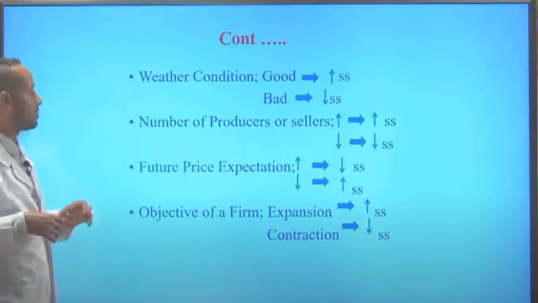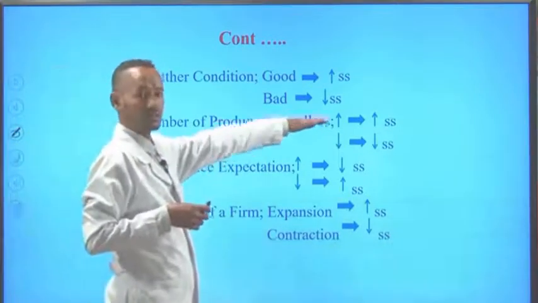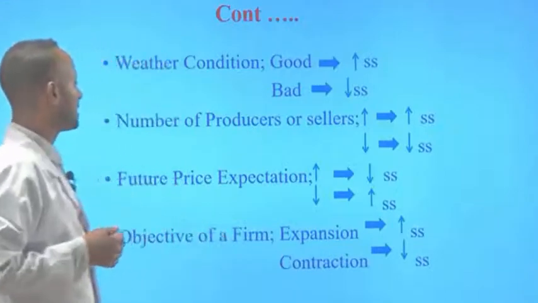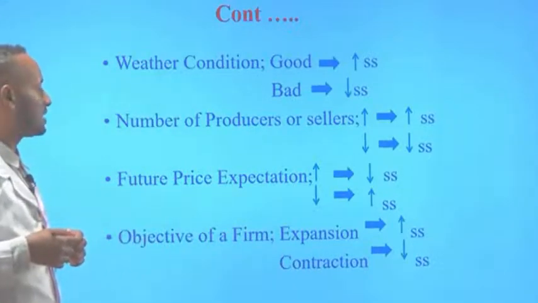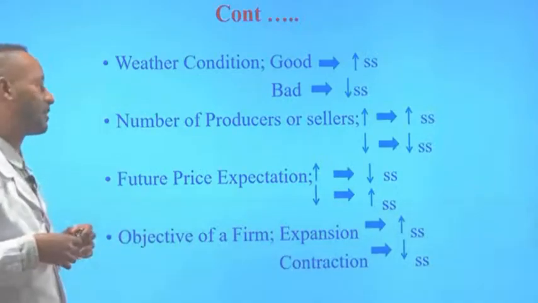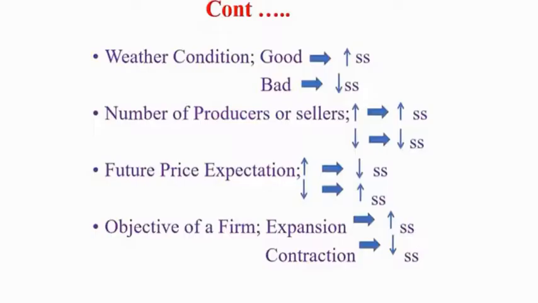If there is a large number of producers or sellers in the market, then supply of a commodity will increase. And with the decline in the number of producers or sellers, then supply of a commodity will decline and it shifts the supply curve to the left. Future price expectation is another determinant. If farmers expect higher prices in the near future, then the supply of a commodity will decline. And if farmers expect lower future prices, then the supply of a commodity will increase.